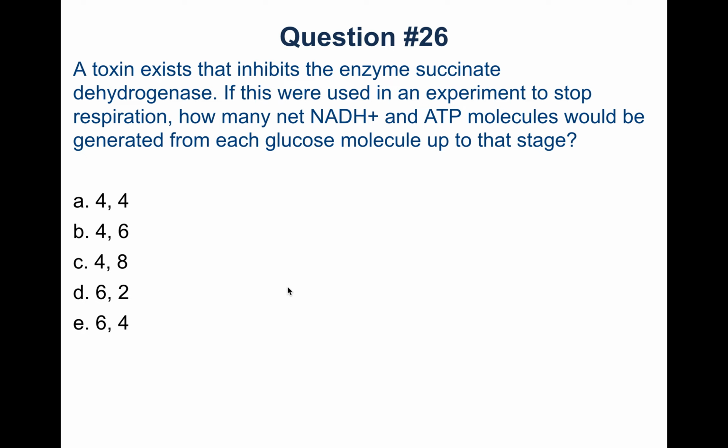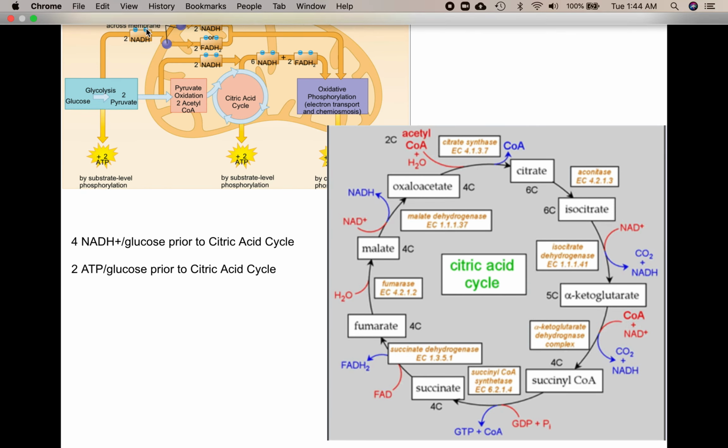All right, a toxin exists that inhibits the enzyme succinate dehydrogenase. If this were used in an experiment to stop respiration, how many net NADH and ATP molecules would be generated from each glucose molecule, up to that stage? All right, so the answer is 6 NADH and 4 ATP. So let's talk about why that is.